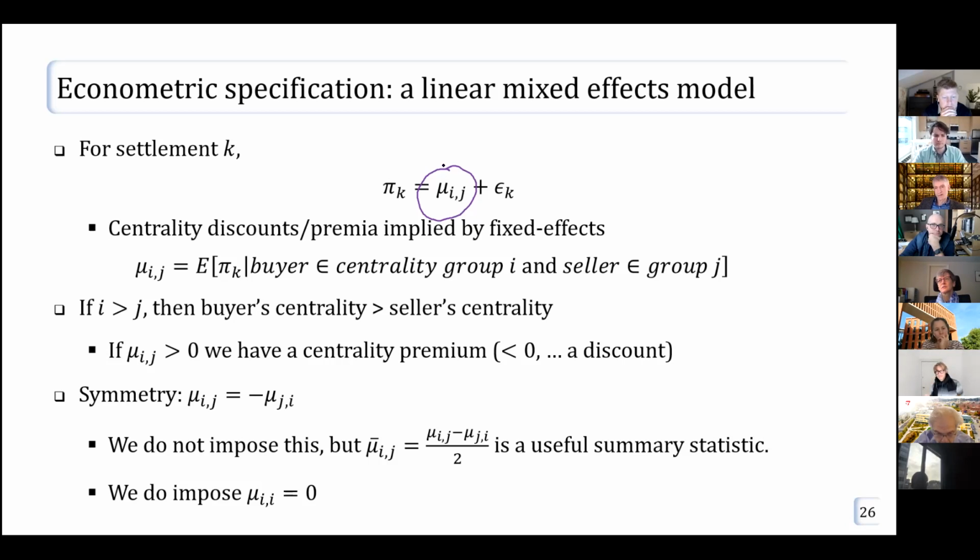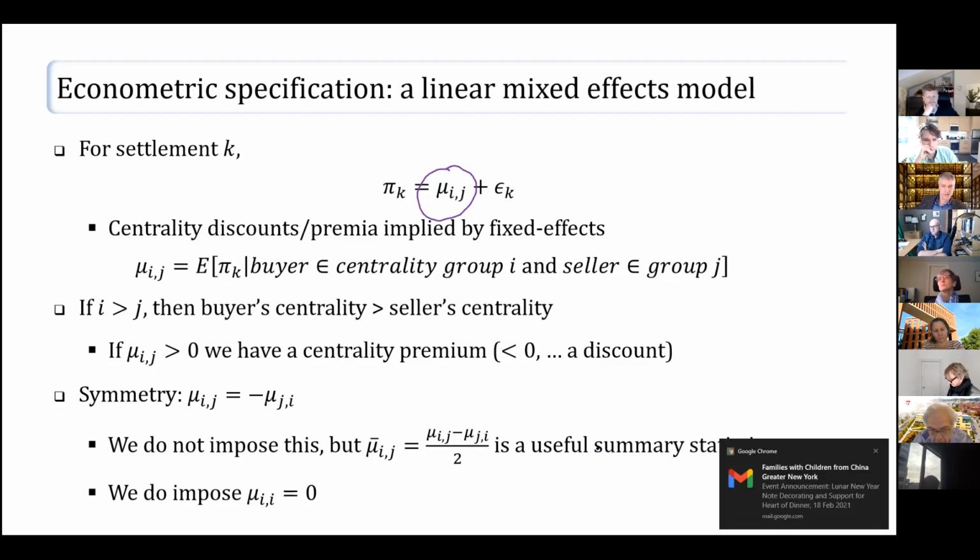So if I is bigger than J, the buyer is more central. And if that fixed effect is positive, we have a centrality premium. But also here, we would expect there's going to be a symmetry. That is, if it is the seller who is more central, we would expect they would be the ones to realize the profits, imposing a loss on the buyers. Now, we're not going to impose this symmetry. I'll show you some evidence on it. But still, I'm also going to show you some averages, and that they are very useful for summarizing.